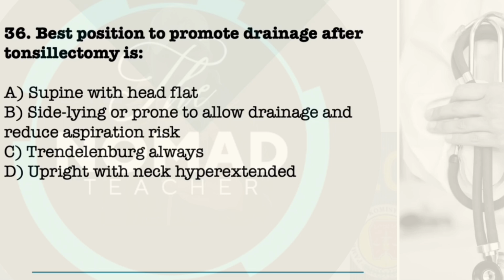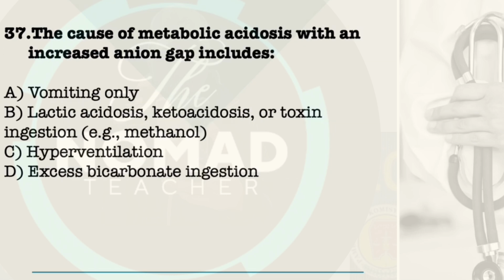37. The cause of metabolic acidosis with an increased anion gap includes A. Vomiting only. B. Lactic acidosis, ketoacidosis, or toxin ingestion, for example, methanol. C. Hyperventilation. D. Excess bicarbonate ingestion.